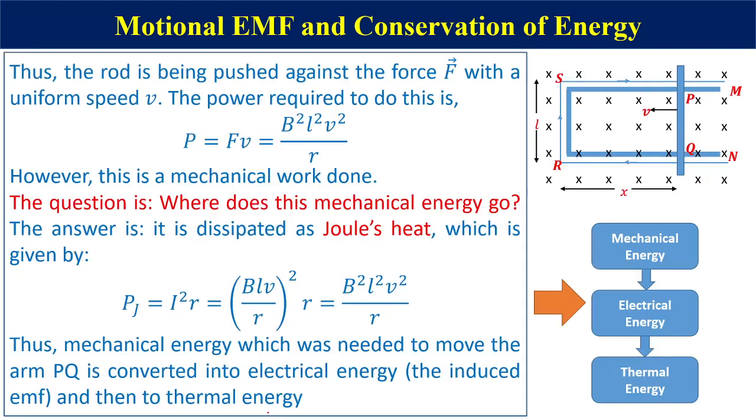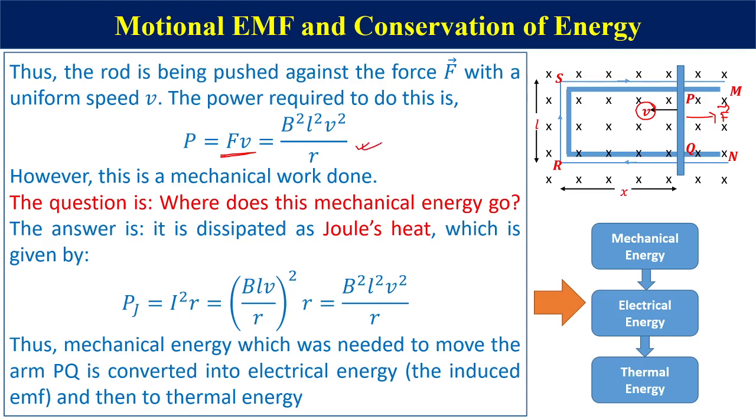Now, if you are moving this conductor in this direction, however, the conductor is experiencing a force in the rightward direction because of its motion in the magnetic field B, then you have to do some work against this particular force. And what is the rate of that work done? The rate of that work done is given by the power that you have to spend in order to move this conductor from right hand side to the left hand side. So that is basically given by the product Fv, the force multiplied by the velocity.